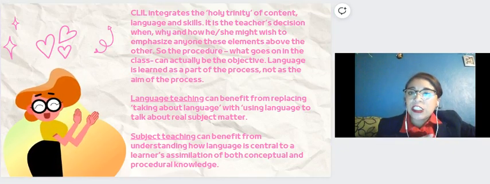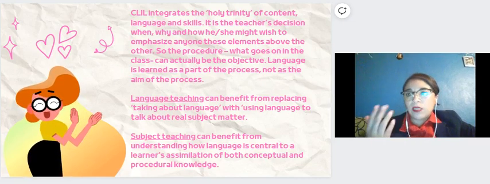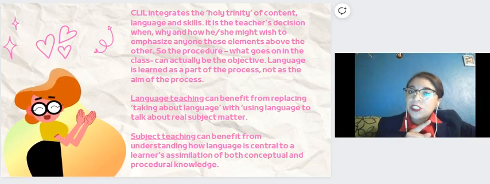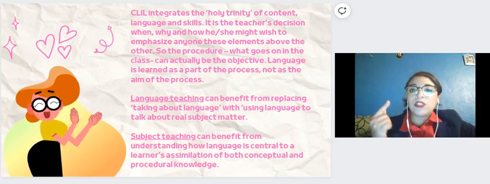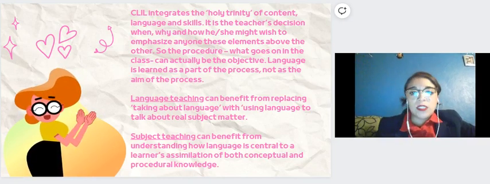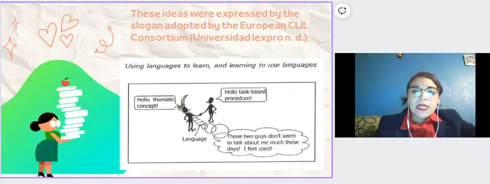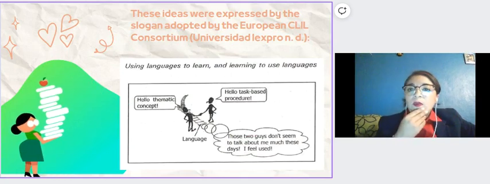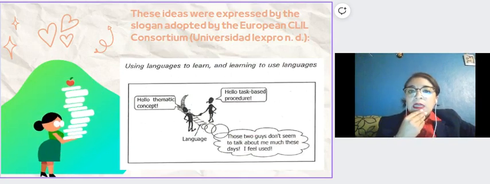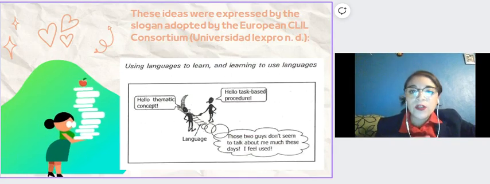So the language teaching can benefit from replacing talking about language with using language to talk about real subject matter. And the subject teaching can benefit from understanding how language is central to learners' assimilation of both conceptual and procedural knowledge. Now, these ideas were expressed by the slogan adopted by the European CLIL Consortium, using languages to learn and learning to use languages.